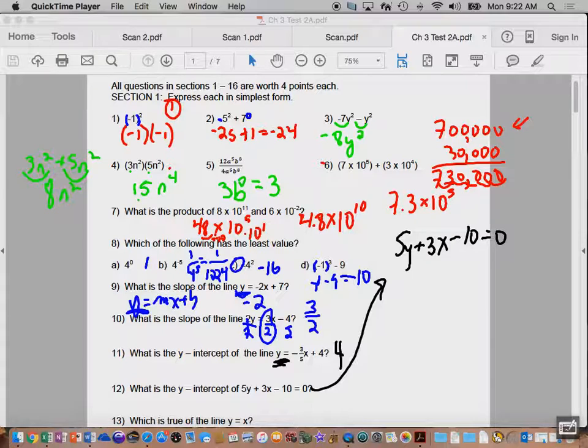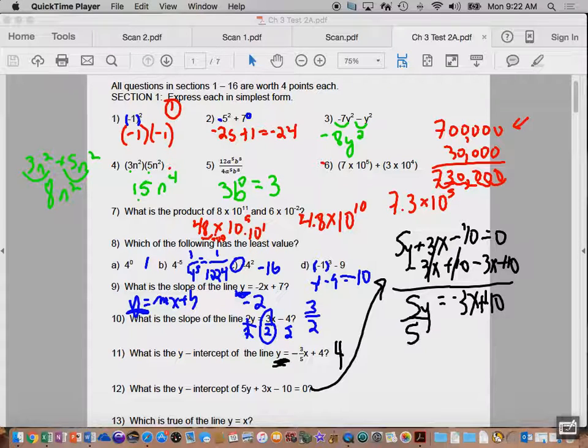I have to get the y all by itself, so I subtract 3x and I add 10. That gives me 5y equals negative 3x plus 10. Divide by 5. And I get y equals negative 3/5 x plus 2. 2 then becomes the y-intercept and the correct answer.